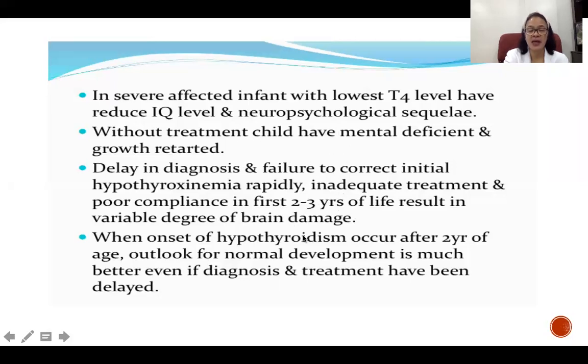Any delay in the diagnosis, failure to correct the hypothyroxinemia, or even inadequate treatment and poor compliance in the first 2 years of life may result in a certain degree of brain damage. And when onset of hypothyroidism occurs after 2 years of age, the outlook for normal development is much better, even if diagnosis and treatment have been delayed. So that's why it's very important to be part of the newborn screening program.